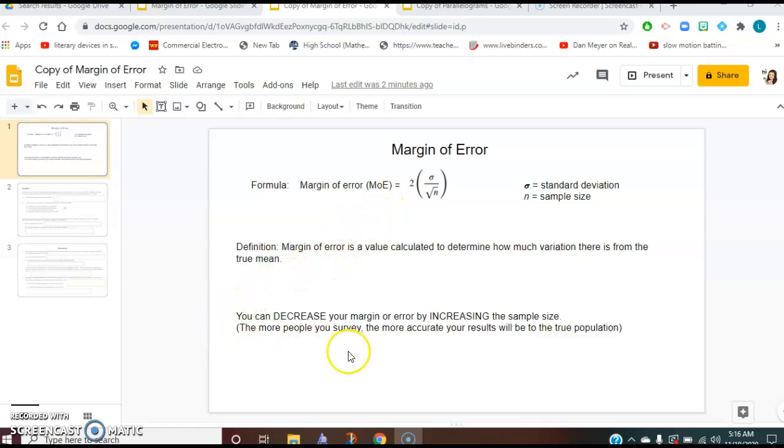So this is also an important concept. If you want to have a smaller margin of error, you need to increase your sample size. And that should be kind of like common sense. The more data you collect, the more accurate your data is going to be. So if you collect data from 50 people, that's not going to be as accurate as collecting data from 500 people. So that's just something to look out for in certain problems.